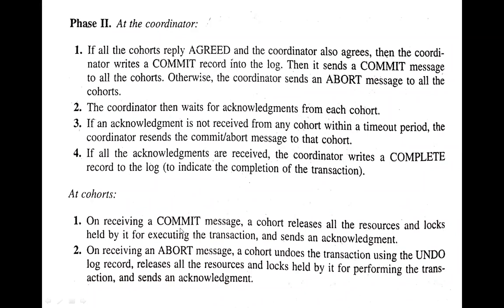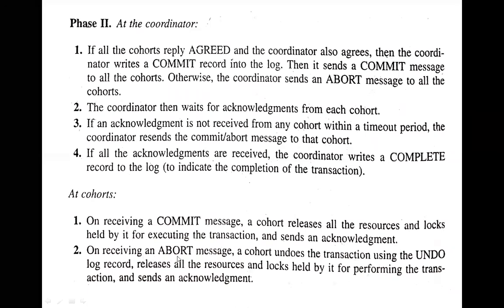So it will send a commit message to all the cohorts. Once a commit message is received, the cohort is going to release all the resources and the locks which are held by different cohorts for executing the transaction, and sends an acknowledgement.